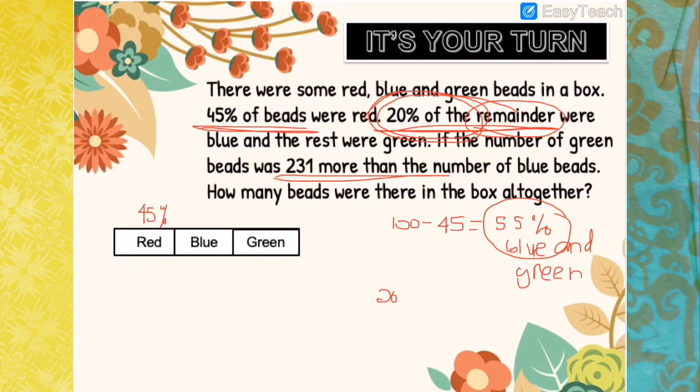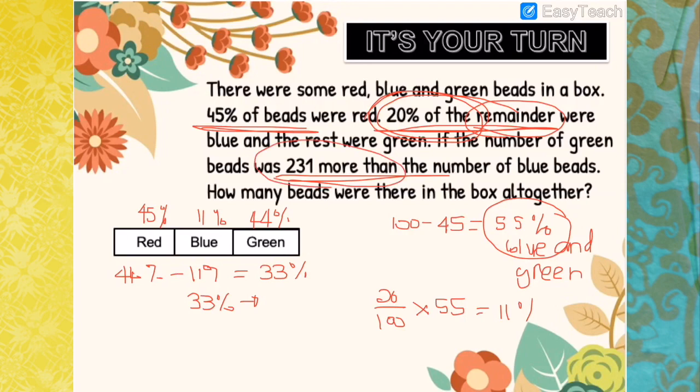Therefore, 20 over 100 times 55, which is blue and green, is 11%. Therefore, our blue would be 11%. And of course, the remainder will be 44%, which is our green. Now, since we have 44% minus 11%, that would actually give us 33%. What is 33%?